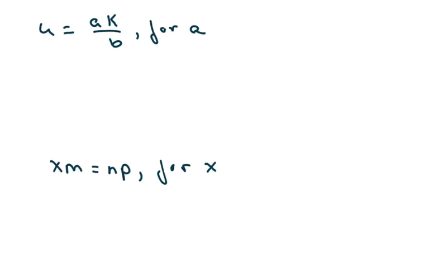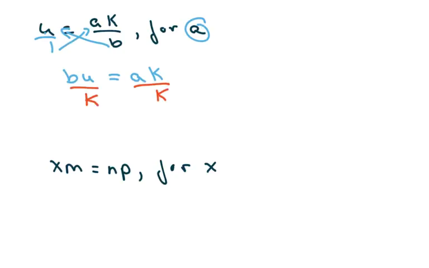Here we're going to solve for a. So first thing I'm going to do is cross multiply and move the b up there and the 1 there. B times u is bu, and 1 times ak is just ak. Now, to get a by itself, I just divide both sides by k. K divided by k is 1. That cancels. So we get a equals bu over k.